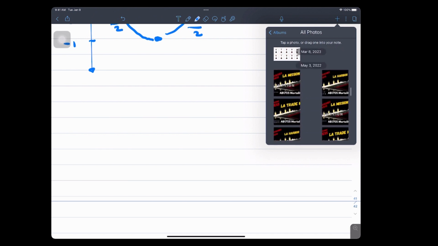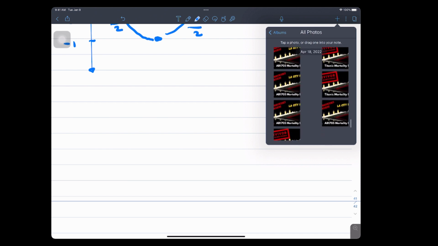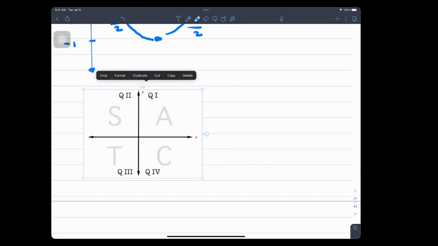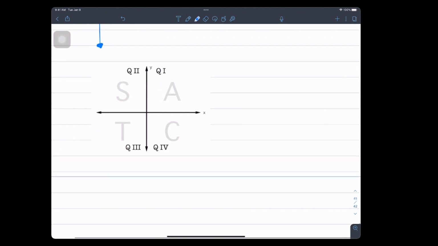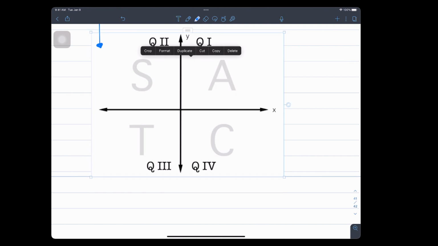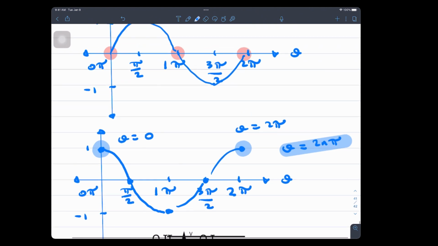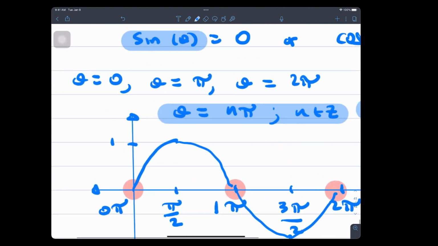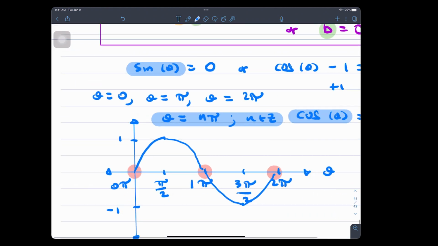If you look in the back of the book, you might get confused, and I'm going to show you why you're going to see the answer the way you see it. Sometimes the people who write these solutions are very efficient. So let me go back a bit and say, let's focus on these solutions. 0, pi, 2 pi. Okay, you guys with me on that?